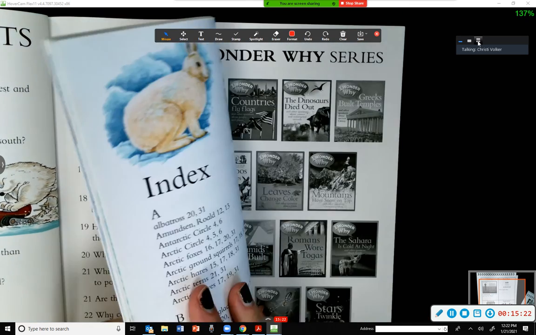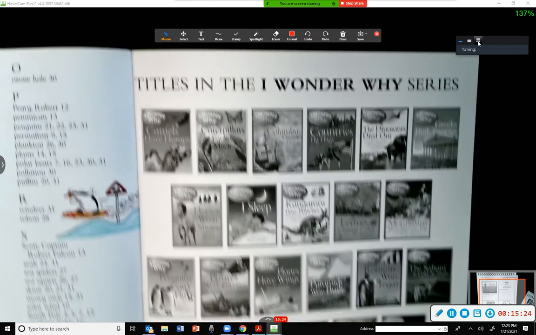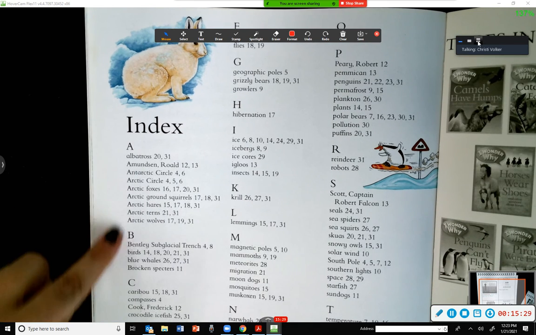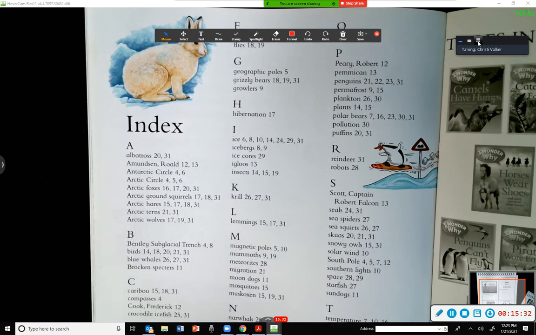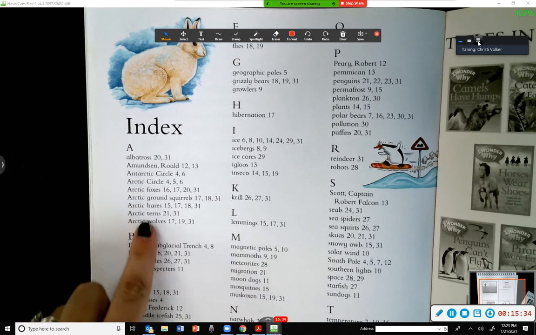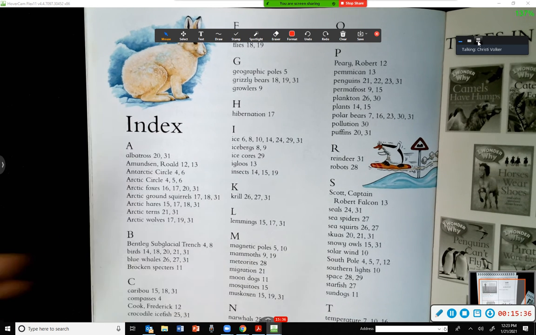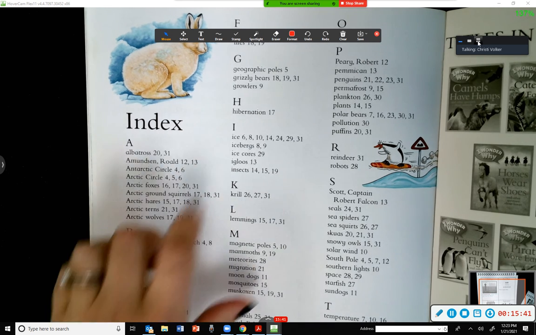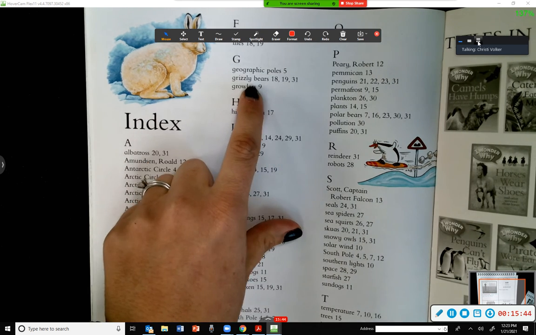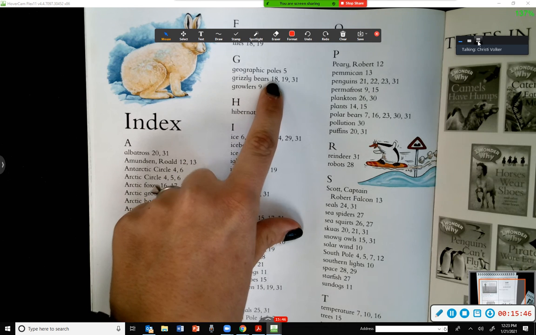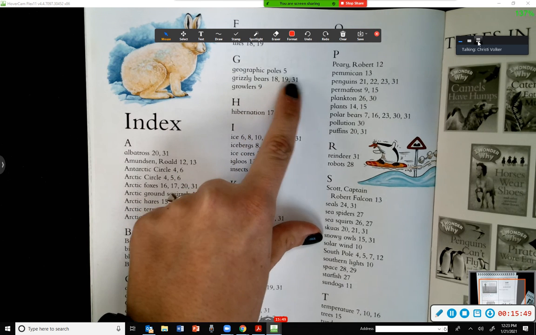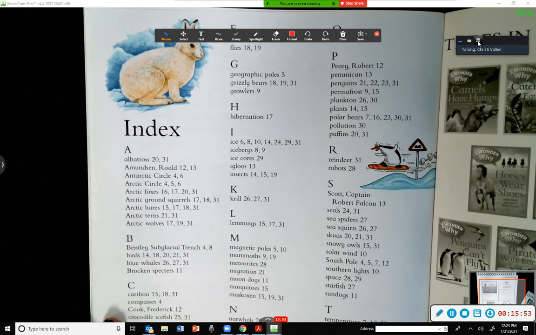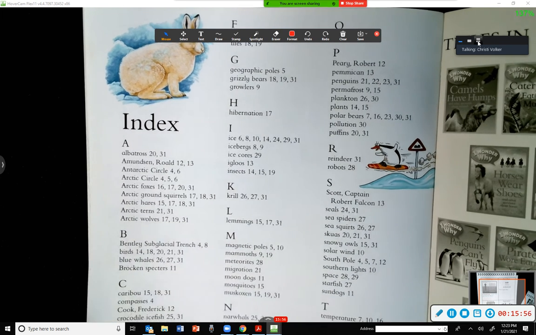Now let's look at the back. That's an index. Index. Good. So an index is going to go in ABC order. It's not definitions. All it is is key terms. Like, let's say I wanted to find something that talks about grizzly bears. So I need to go over to the G. I see where it says grizzly bears. So then I could go look on page 18, 19, and 31 to see about grizzly bears. That's an index. It's not a glossary where you have definitions. Okay?